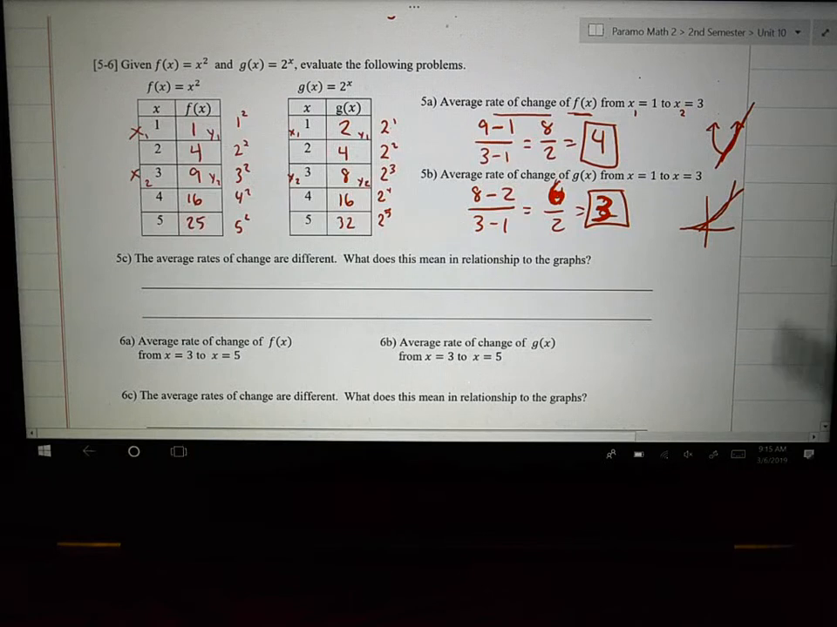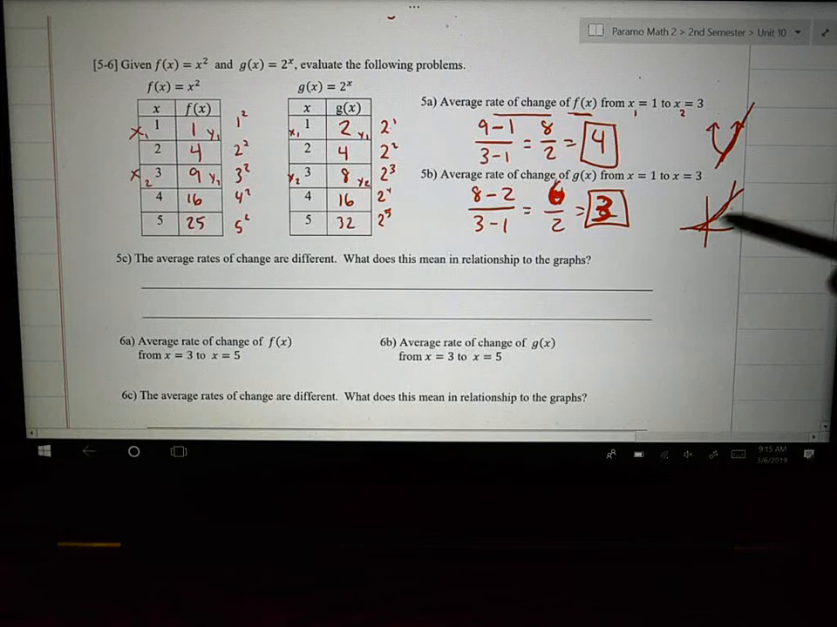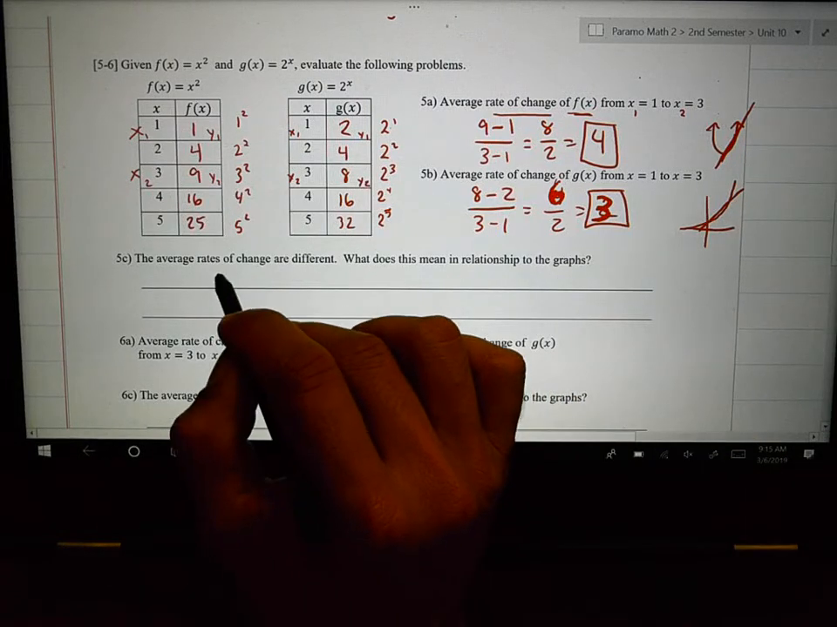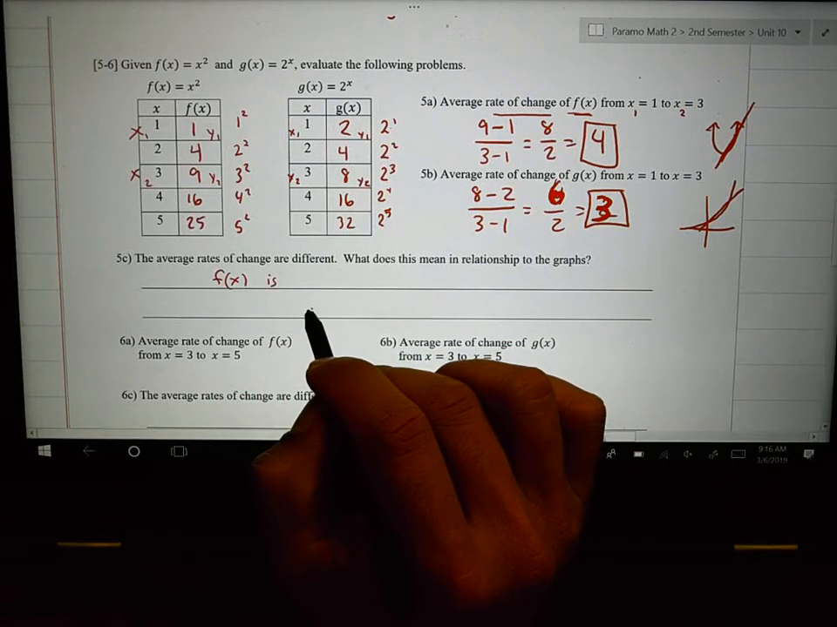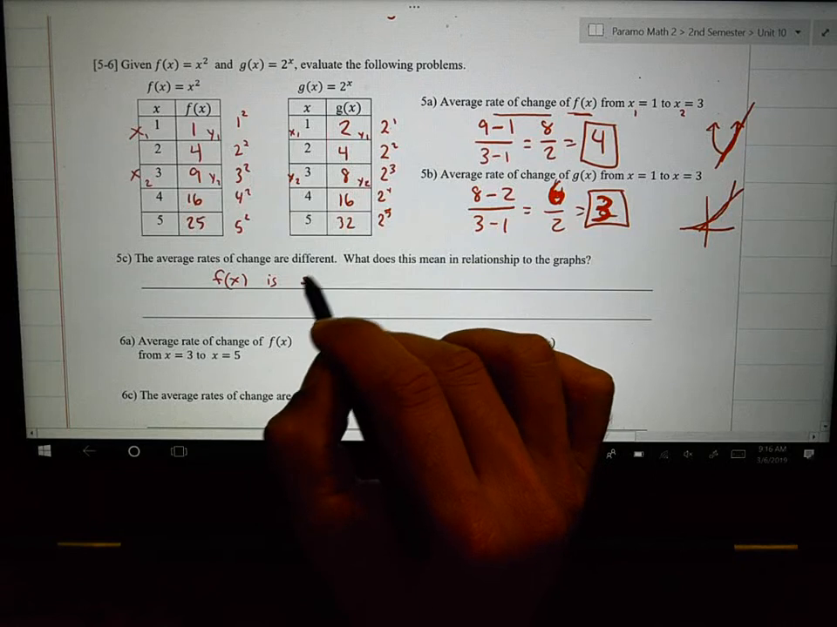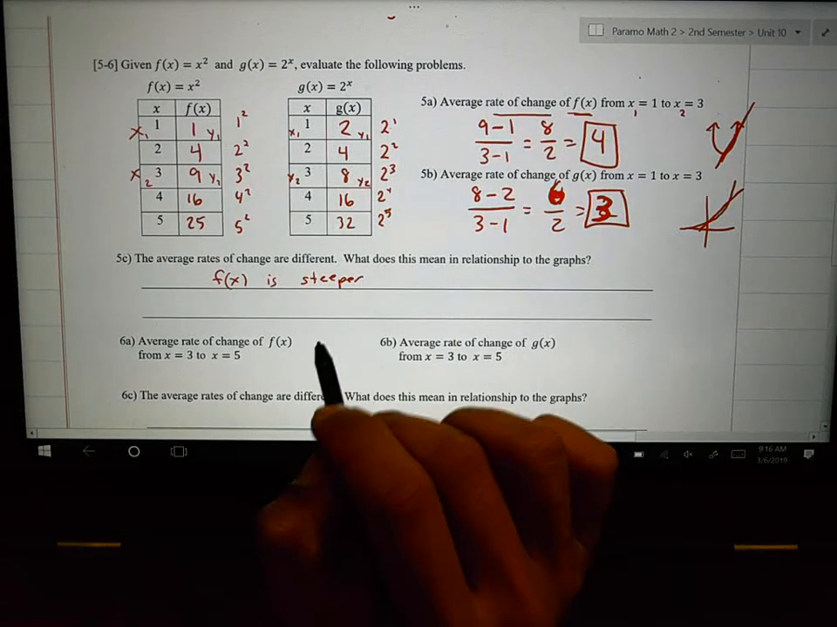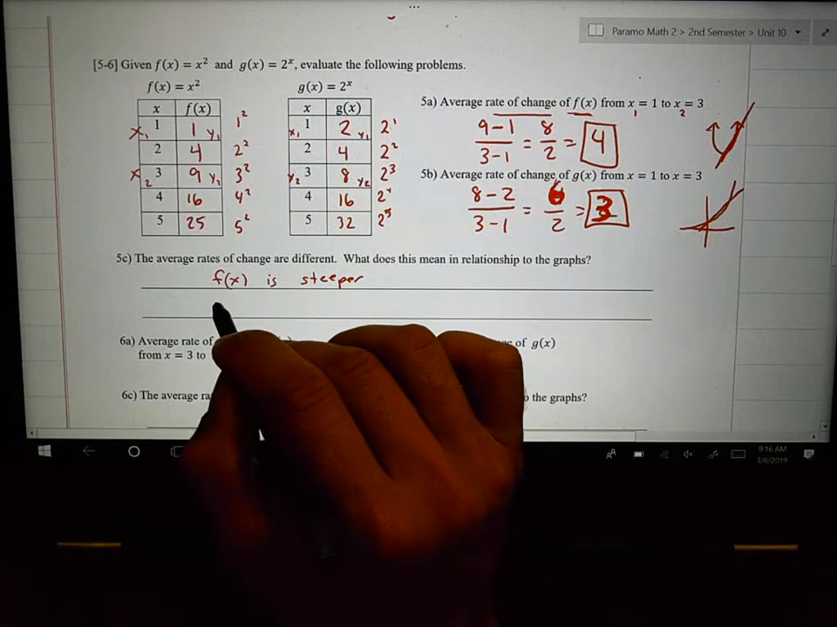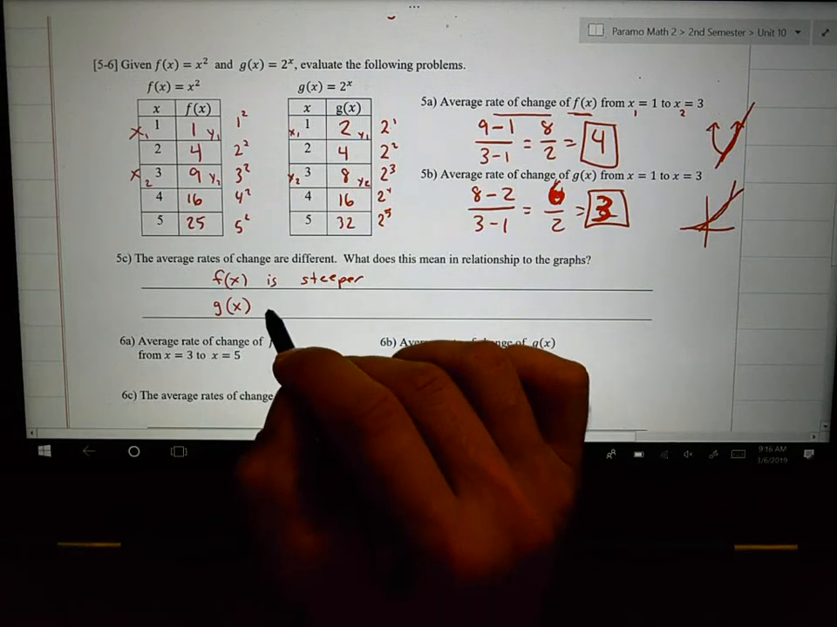So what do you think that we have figured out? This is a change of up 4 over 1. This is up 3 over 1. What does this mean? It means that f of x is steeper. It's changing faster. G of x doesn't change as fast, right? It's not as steep.